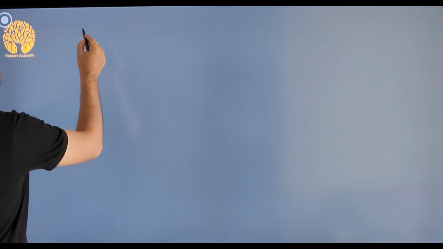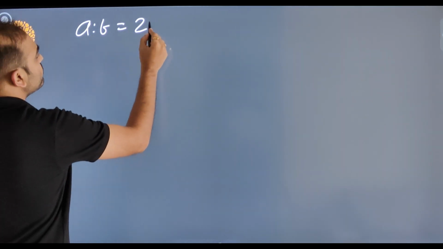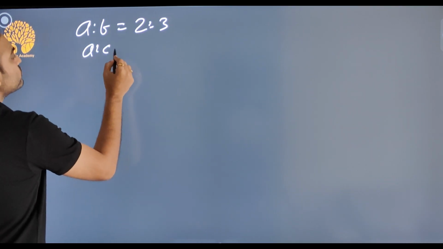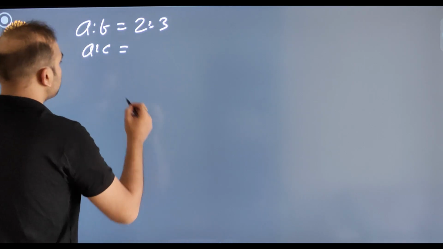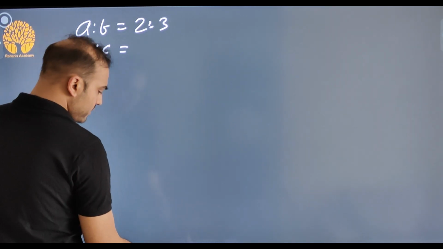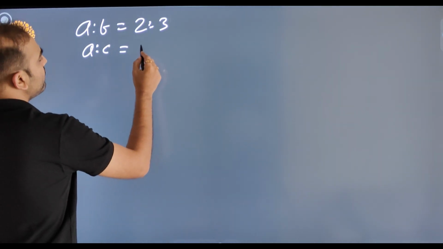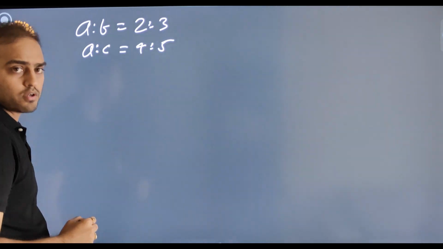Moving on, right? If we understand this logic, that we are trying to make the common variable same, let's look at other examples of this. Say I have A is to B is 2 is to 3 and A is to C is 4 is to 5.